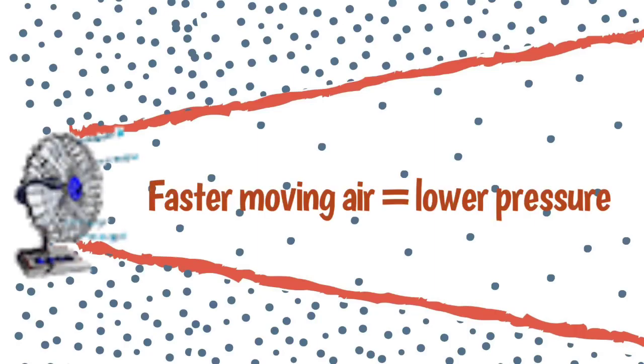Let's look at air pressure in a different situation. Here, the fan is moving the air, and as you can see, the moving air has molecules that are more spread out than the still air around it. So, the faster air moves, the more spread out the molecules are. And we just learned that spread out molecules equal lower pressure. So that means faster moving air equals lower pressure too.